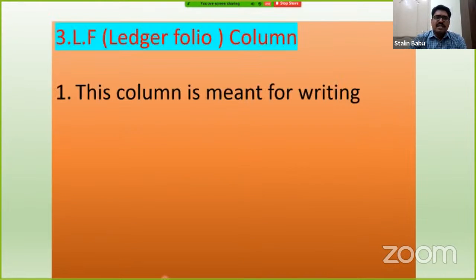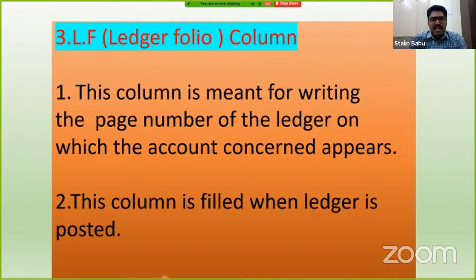The third column is ledger folio. LF means ledger folio. This column is meant for writing the page number of the ledger on which the account concerned appears. After preparing the journal, we prepare the ledger. So when we are preparing the ledger, we write this LF number. As a student, we need not write anything in the LF column. In real-time accounting only, we write the LF column.